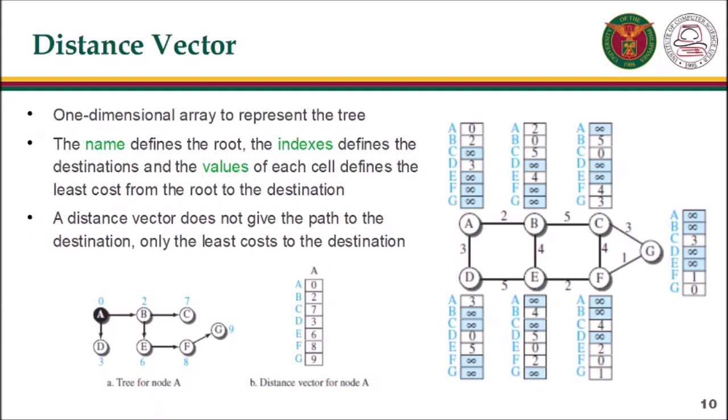Note that the name of the distance vector defines the root, the indexes define the destinations, and the value of each cell defines the least cost from the root to the destination. A distance vector does not give the path to the destinations as the least cost tree does. It gives only the least cost to the destinations.